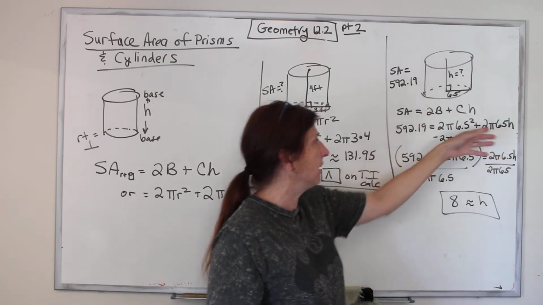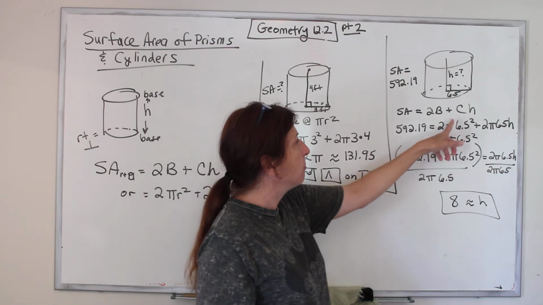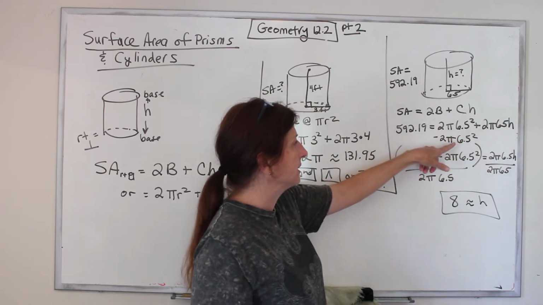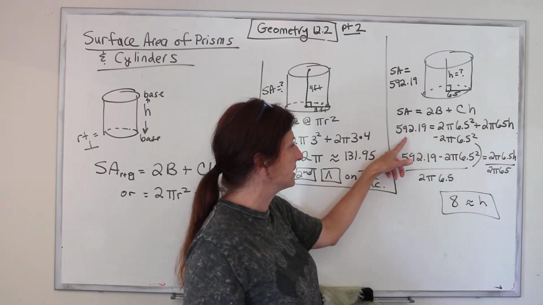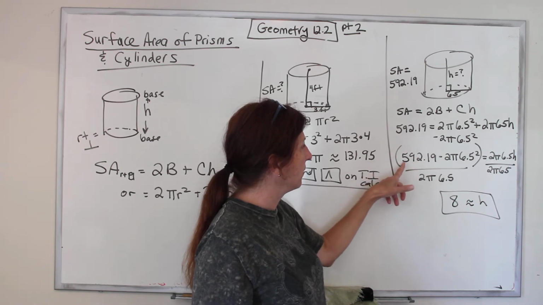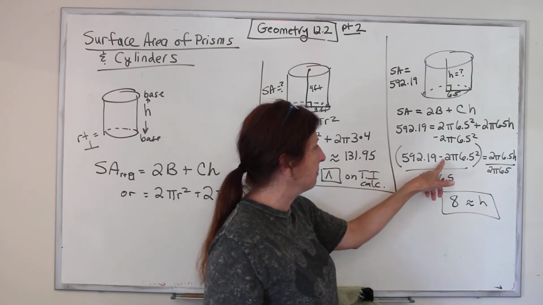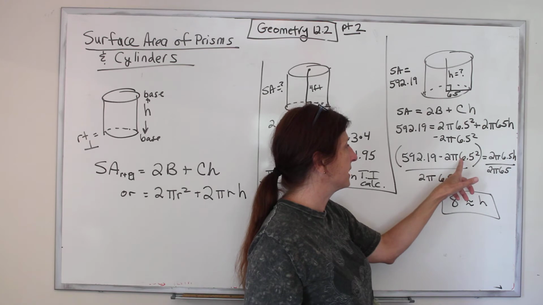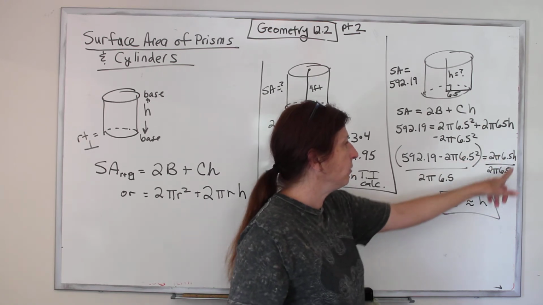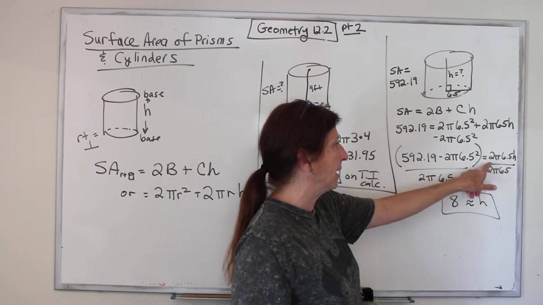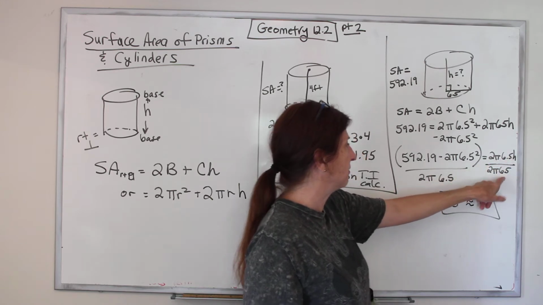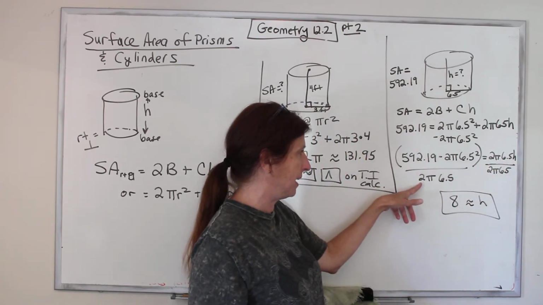Why is height not alone? Well, it's got a lot of problems, doesn't it? But we work from the outside in, and we subtract this from both sides. So we end up with 592.19 minus 2 pi times 6.5 squared. Then why is height not alone? Well, it's being multiplied by 2 pi 6.5. So you divide both sides by 2 pi 6.5.